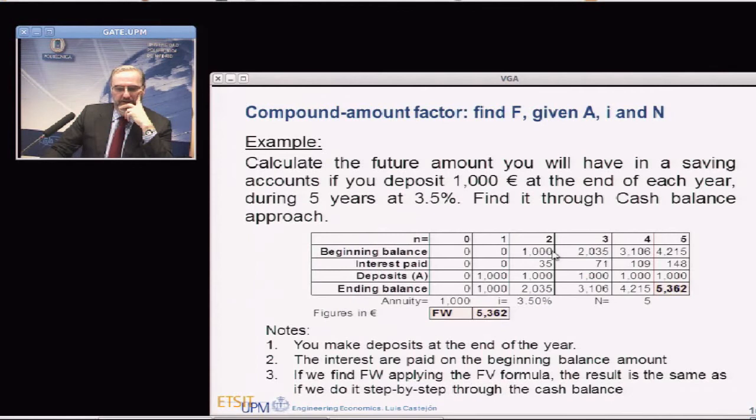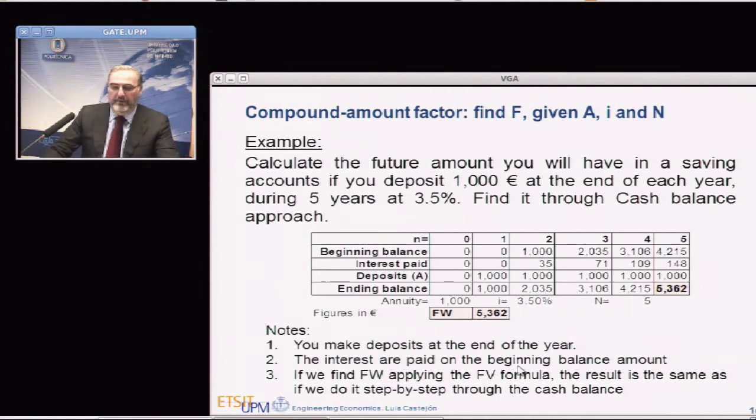Then next year you start with 1,000. You are paid at the end of the period the 3.5%, which is 35. And then at the end you also deposit the new A amount. So you have all this sum at the end of year 2, 2,035 euros. So the interest of 235 euros at 3.5% you have calculated here. So at the end, the future worth of this amount is 5,362 euros. So note please that you make deposits at the end of the year.